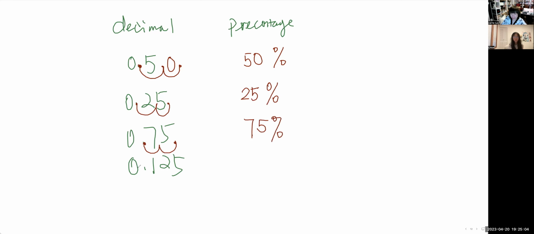But let's take a look at the last one, 0.125. Decimal 1, decimal 2, moving 2. So now what is the number?